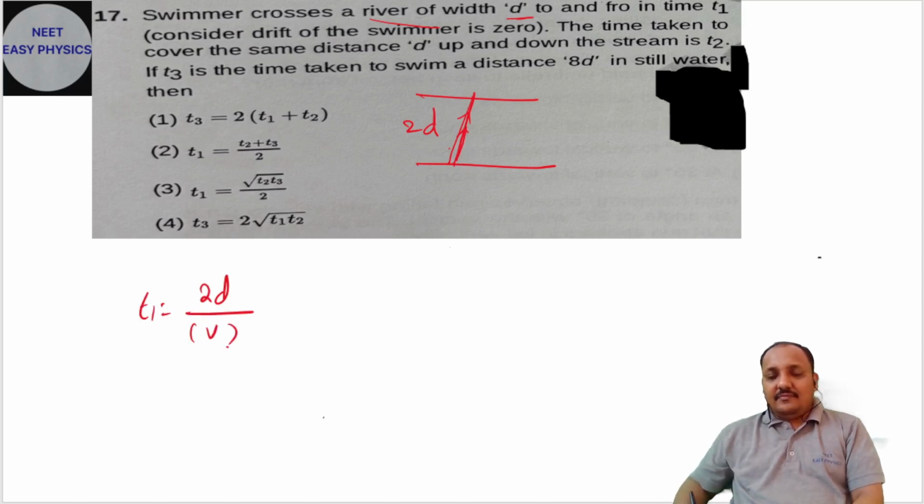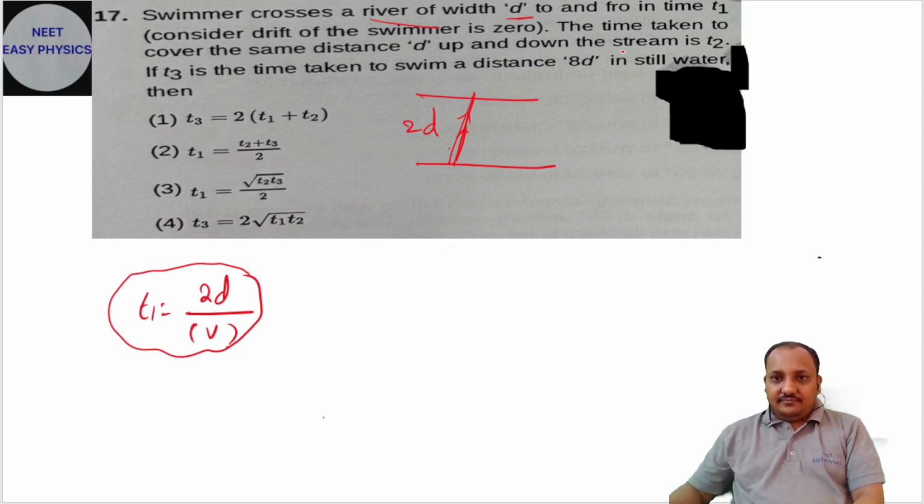Now see this, a swimmer crosses a river of width d to and fro in time t1. So what does it mean? It means the swimmer is going to cross to and fro, up and down. Then what is the total distance he is covering? d plus d, 2d. So t1 is equal to 2d by velocity of swimmer. Okay, this is one equation.